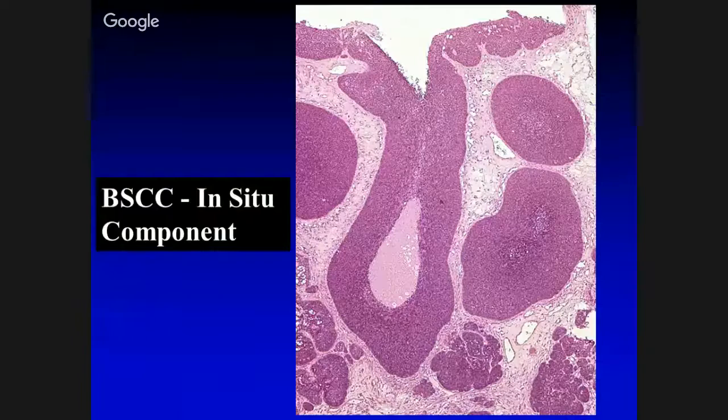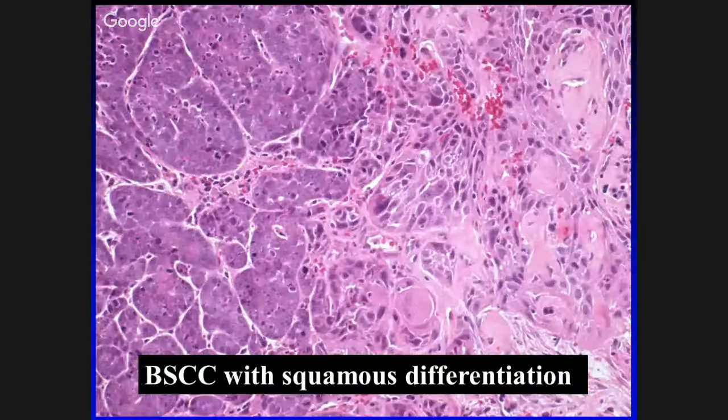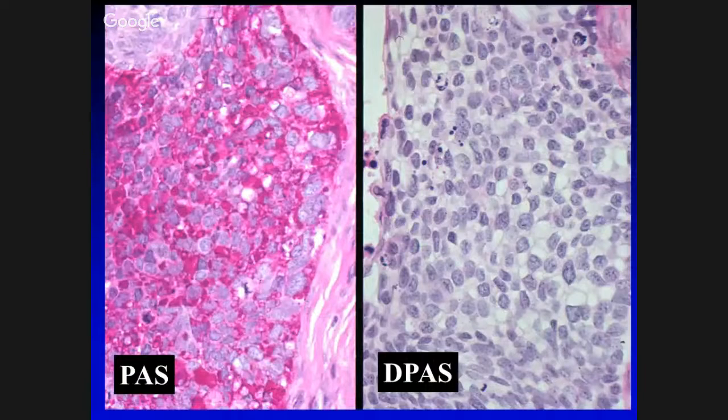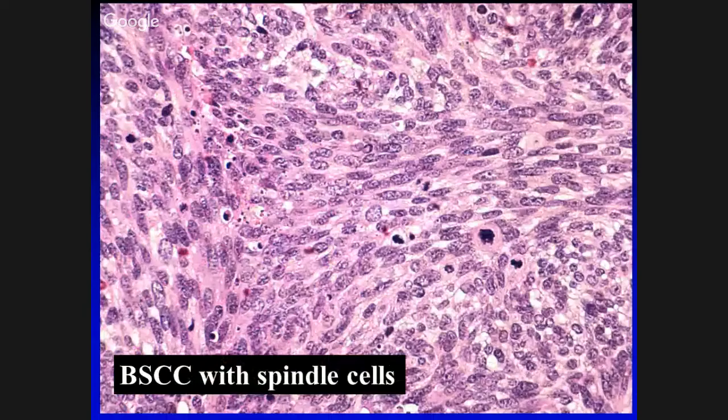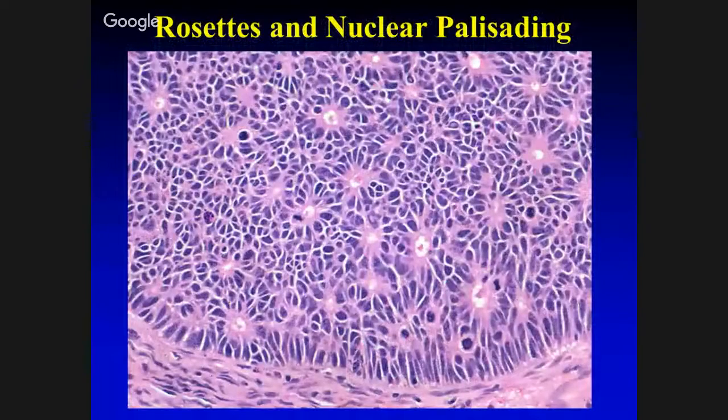So here's an in situ component, another one in the sinonasal tract with associated invasive lobules. The squamous differentiation may be very focal with abrupt keratinization. It may be more extensive, as you see in this illustration. To the right, you may find clear cells. These are, of course, glycogen content, as you see, diastase sensitive, PAS positive material. There may be a focal spindle component, so there are variants. There may be extracellular calcification and even neural type rosettes.